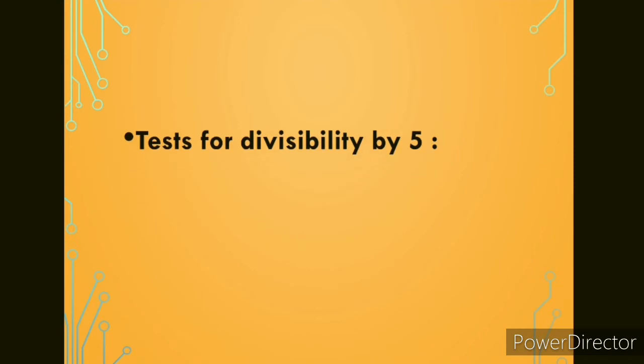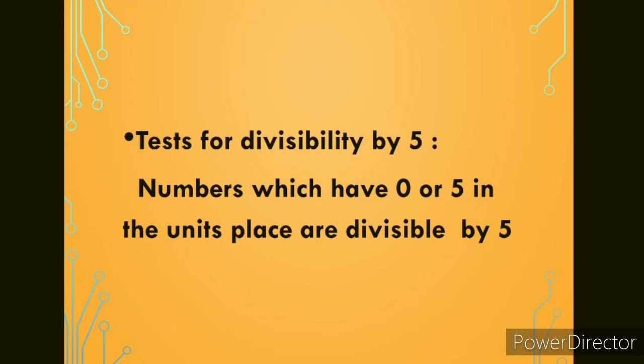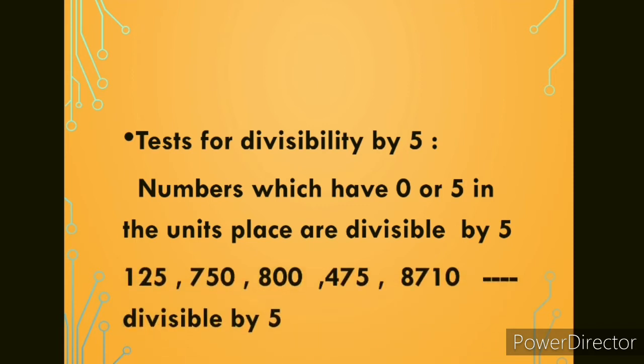Next one is the test for divisibility by 5. Numbers which have 0 or 5 in the units place are divisible by 5. Whenever you are looking for divisibility by 5, you have to look for the unit place having 0 or 5. For example, 125 has 5 in the unit place, 750 has 0 in the unit place, and so on. So these numbers are divisible by 5.